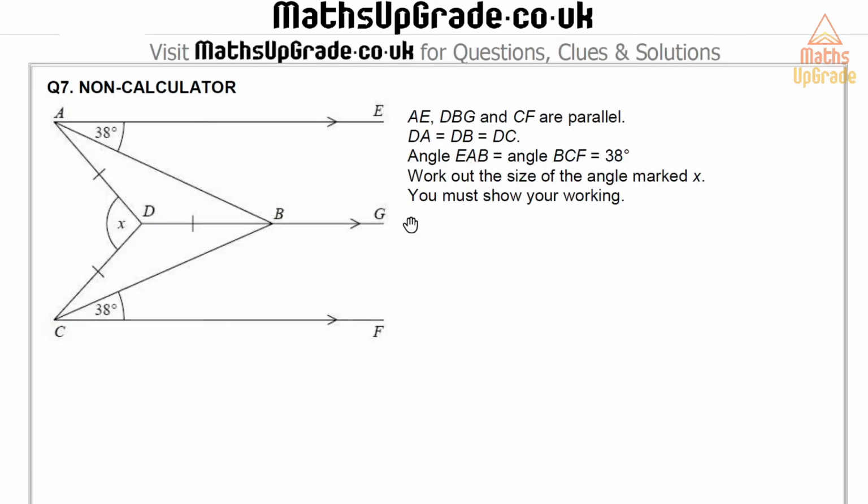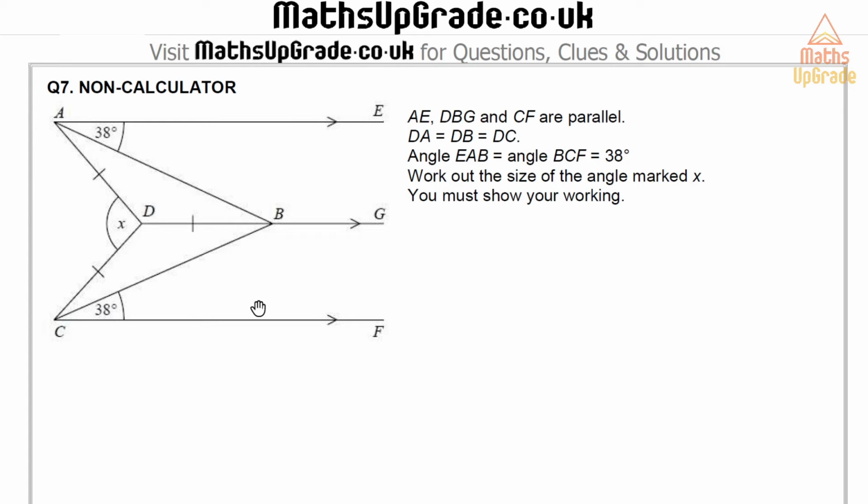Okay, question 7, a 3-mark question. AE, DBG and CF are parallel. And you've got length DA, which is equal to DB, which is equal to DC. So these 3 lengths are equal, and you can see that from the markings on the diagram. Angle EAB equals angle BCF. So these two angles are equal. Work out the size of the angle marked X. You must show your working.